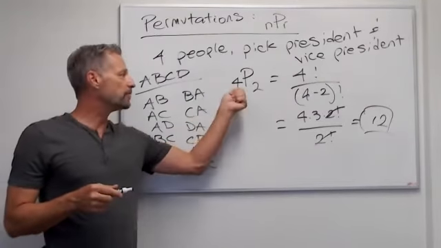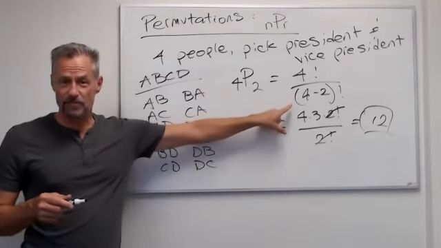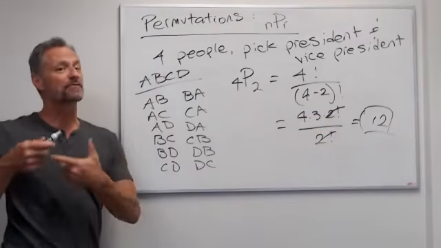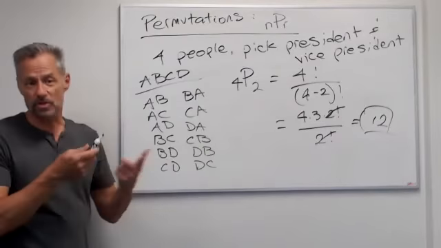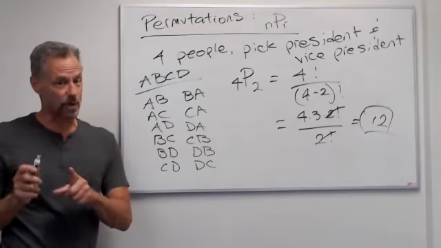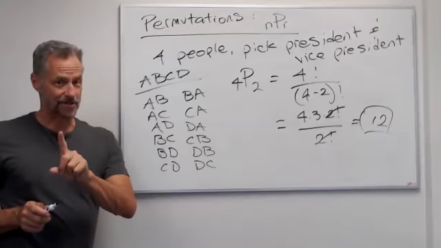But the formula for 4 permute 2, 4 factorial over 4 minus 2 factorial, that's going to tell you how many different permutations there are. And so we listed and we know it's true. That's all there was. So that's how we find permutations. And that's when we use them. Remember, use permutation when order matters.